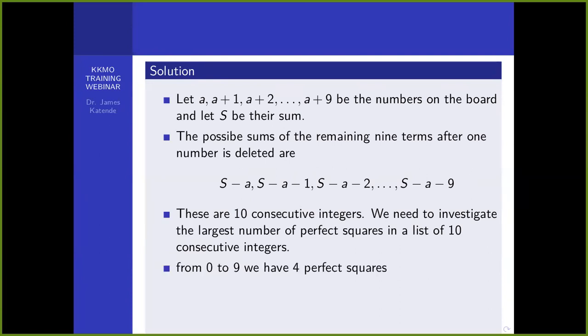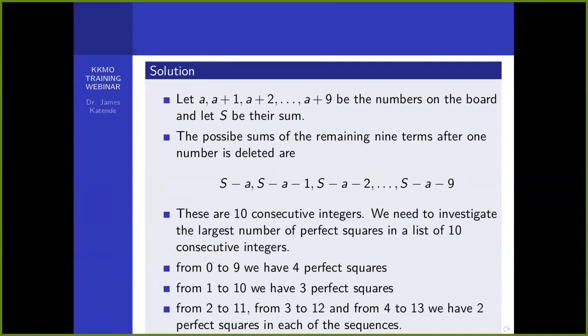So you can make a few guesses here and there to get a pattern. If you check from 0 to 9, we have exactly 4 perfect squares. That is 0, 1, 4, and 9 itself. If you go from 1 to 10, we have 3 perfect squares: 1, 4, and 9. If we check from 2 to 11, or 3 to 12, or 4 to 13, we only get 2 perfect squares in each of the 3 sequences.